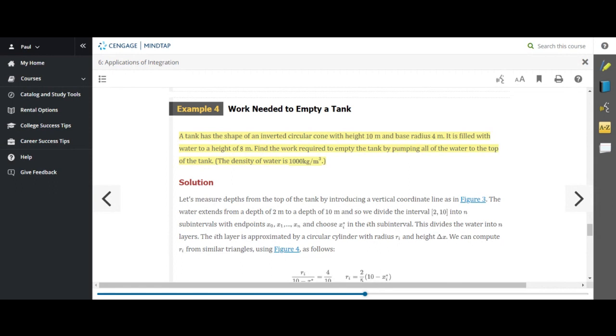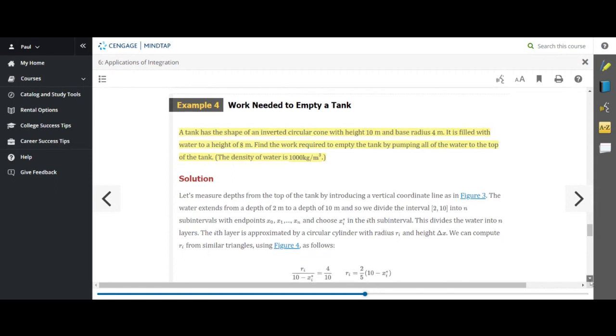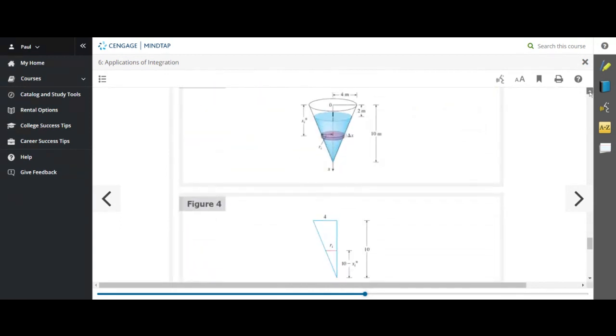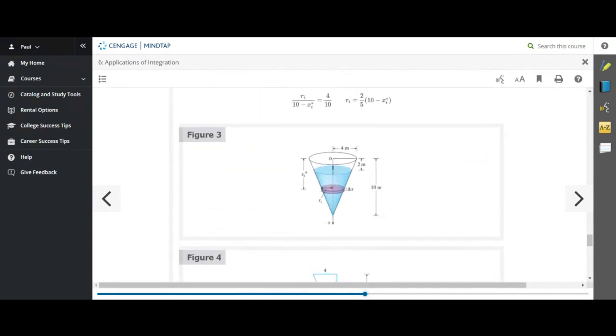Let me show you the tank. Okay, here is the tank in figure 3. The tank is 10 meters tall. It's an inverted tank, 10 meters tall, 4 meters the radius, and the bottom 8 meters of the tank are filled. There are 2 meters of air on the top of the tank.